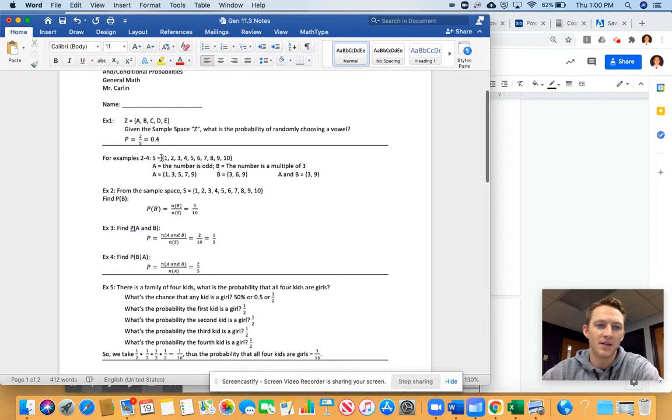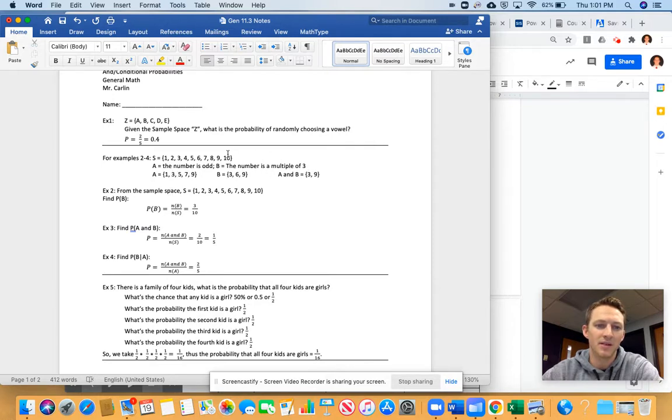Here in our second example, our sample space is the integers from 1 to 10. The subset A is odd numbers, and the subset B is multiples of 3. So that makes A 1, 3, 5, 7, and 9 because they're odd numbers in this set. And B is multiples of 3, so 3, 6, and 9. Now the overlap of A and B, what elements are in A that are also in B, would just be 3 and 9. 3 and 9 right here.